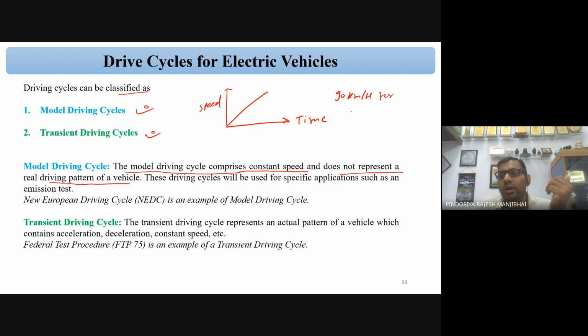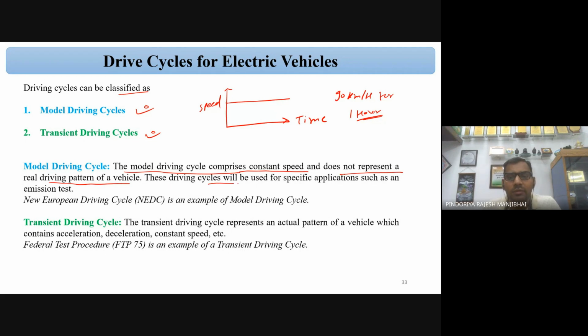Maybe for 1 hour, correct? Suppose your highway is 90 kilometers long. So you can continue driving at a constant speed. Then we can say it is a modal driving cycle. In this driving cycle, the graph is not continuously increasing. This graph is constant. So it operates at constant speed, correct?